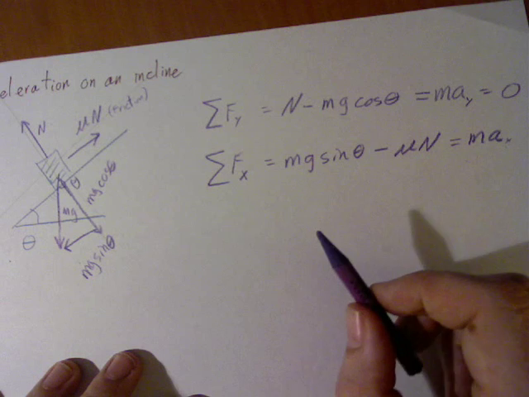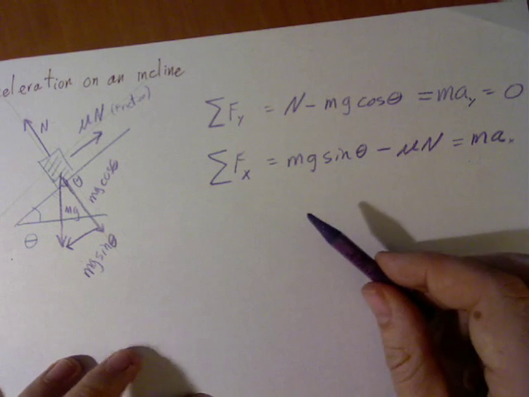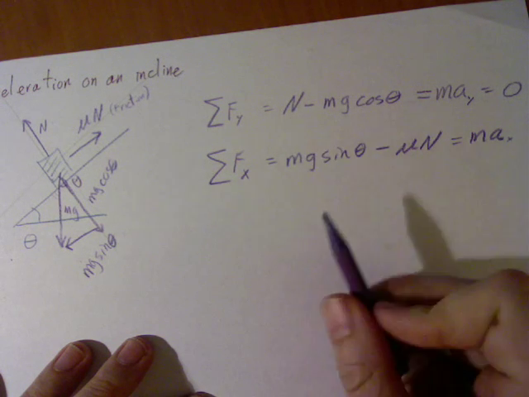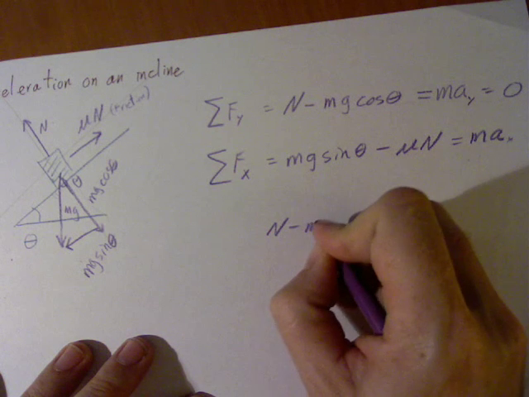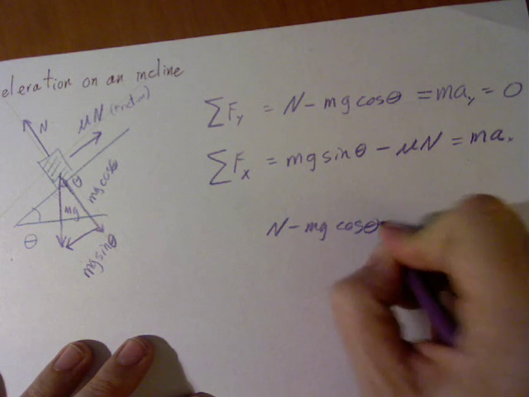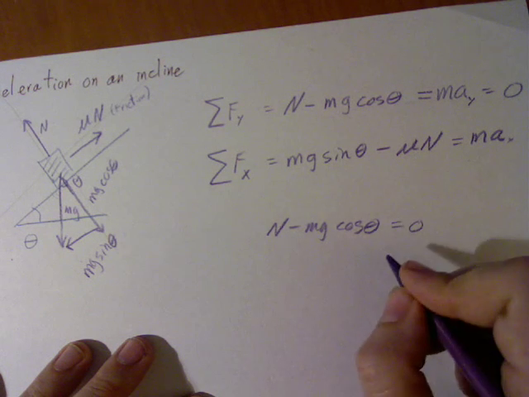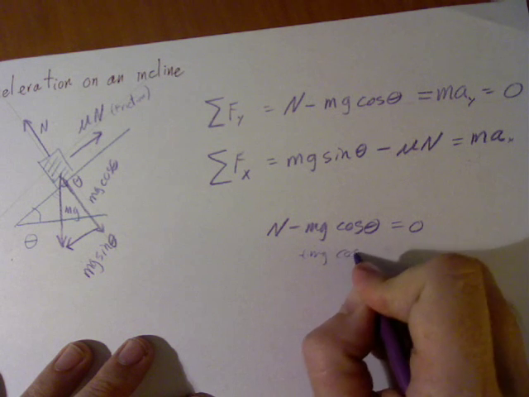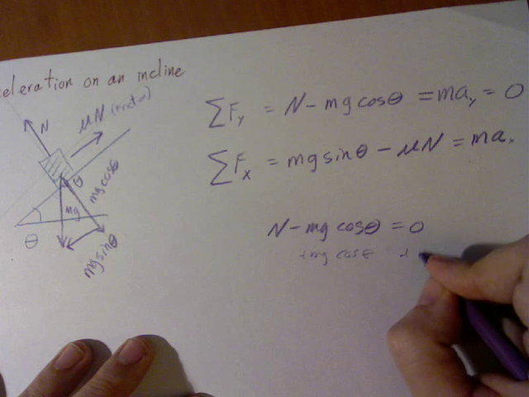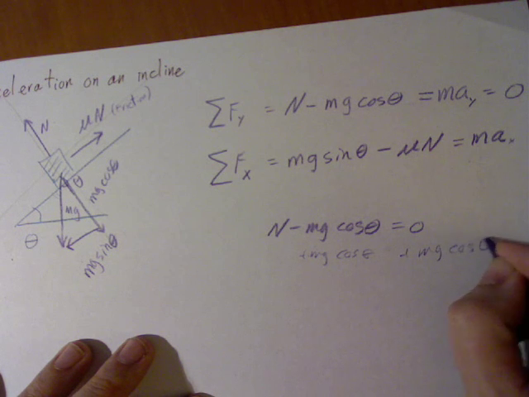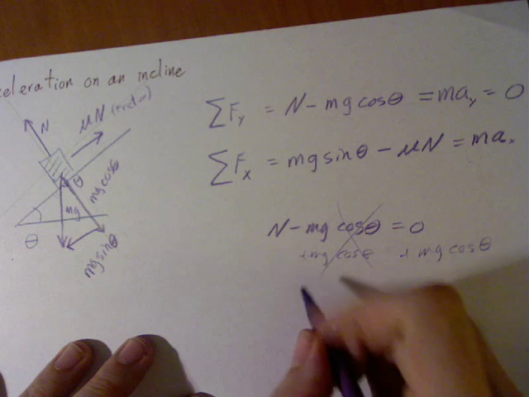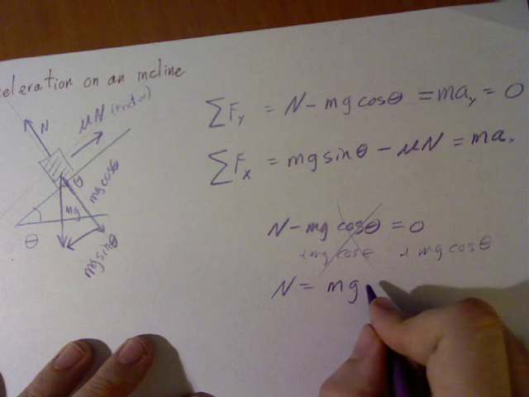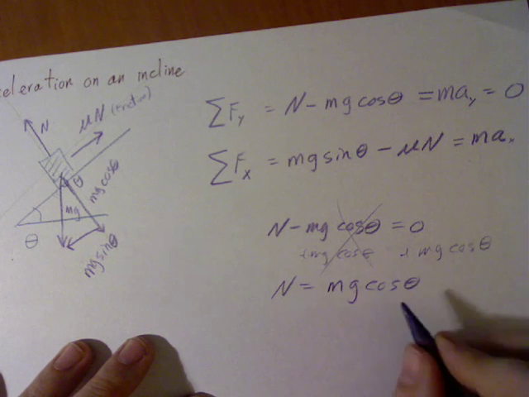Now, in order to solve this, we need to take this top equation and solve it for n. So we write n minus mg cosine theta equals 0. If we add mg cosine theta to both sides, then it cancels out here, of course, and we get n equals m, mass, g, acceleration of gravity, cosine of the angle of inclination.